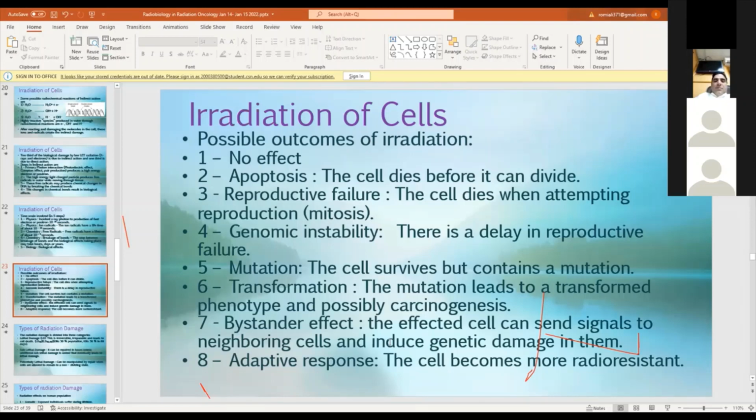So definitely we don't have a way to predict about every individual cell. There are billions of cells when we are hitting a tumor, and at the same time, we have to kill every individual cell.